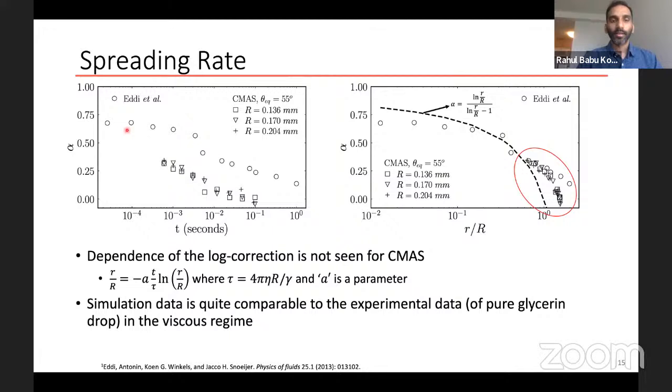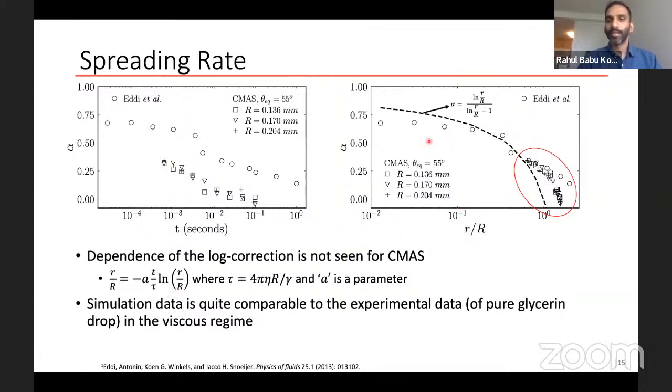So the numerical simulation data is shown in these other symbols for a particular equilibrium contact angle. And on the right, what we have is a dashed line, which is given by this expression. And how do we obtain this expression? We take a derivative of this expression, which is the theoretical spreading rate for a high viscosity liquid.